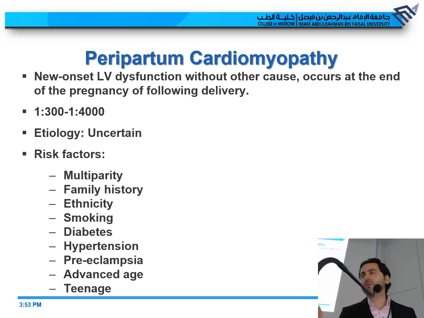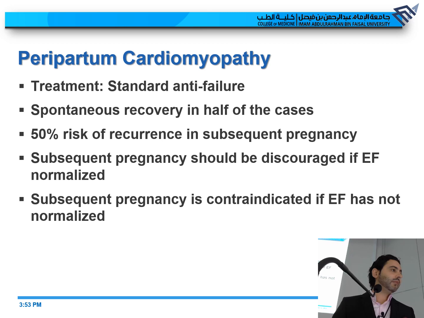Etiology, uncertain. We don't know, but we know some risk factors: multiparity, family history, ethnicity, smoking, diabetes, hypertension, preeclampsia, advanced age, and teenage. Treatment: patient delivered or not delivered, she's having heart failure, standard anti-failure therapy, beta blocker, Lasix. If she delivered, you may give ACE inhibitor, otherwise you find something else.